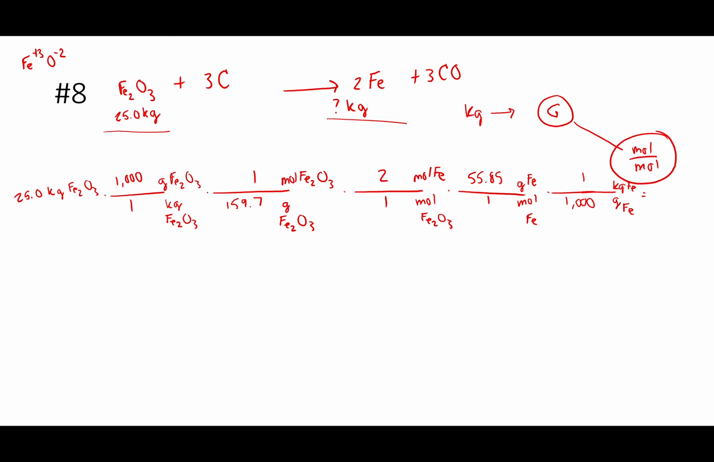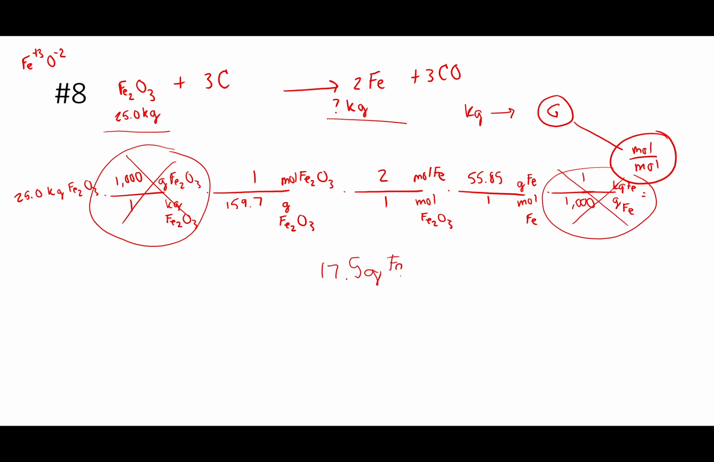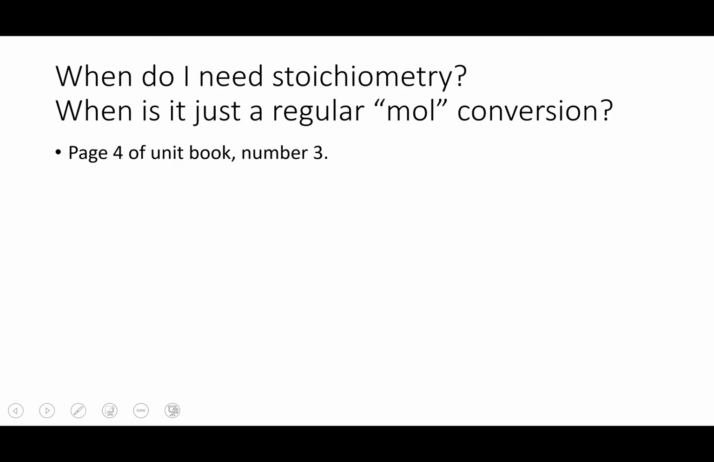So if you recognize that I have 1,000 over 1 here and 1 over 1,000, those two cancel, so you don't technically have to write them in your balanced equation or type them into your calculator. If you do, though, you'll still get the same exact answer. So the final answer with the correct number of sig figs is going to be 17.5 grams of Fe. All right, so that has been 4 stoichiometry examples.